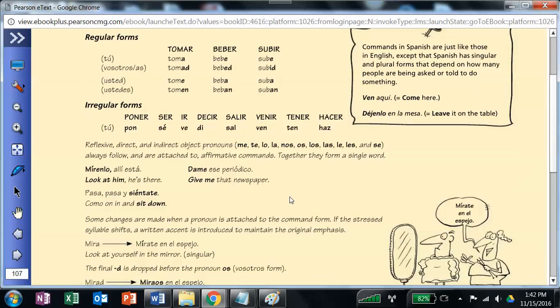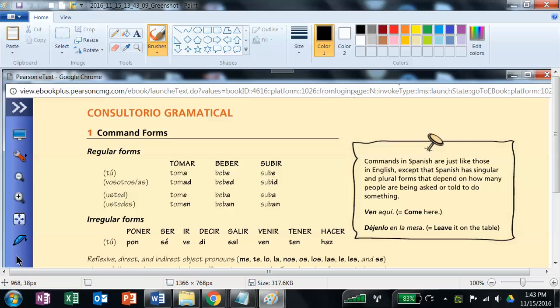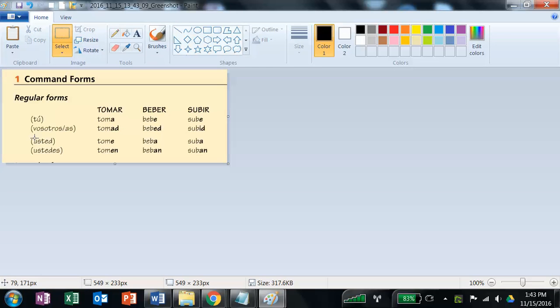So let's see here. How do I want to start? Let's start with the usted form, because the first activity that I've been given is the usted form. Okay, so I'm going to explain to you how we form the usted form.